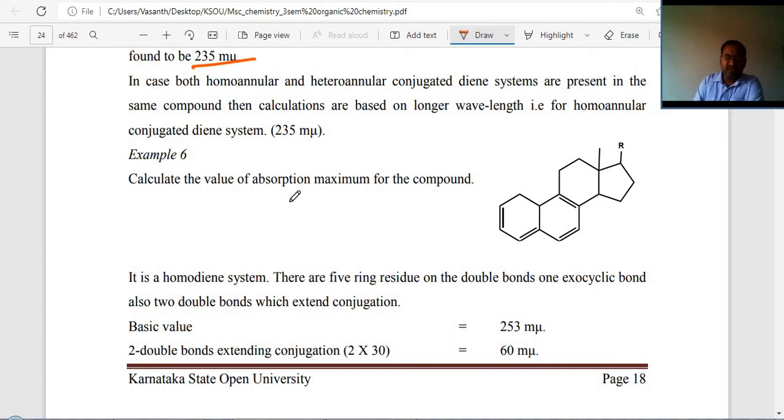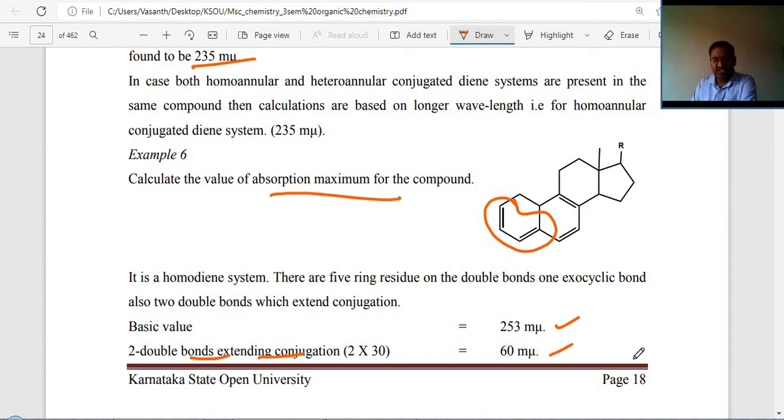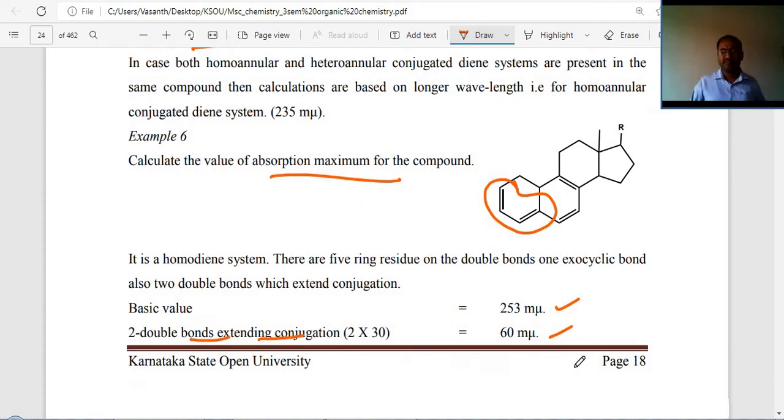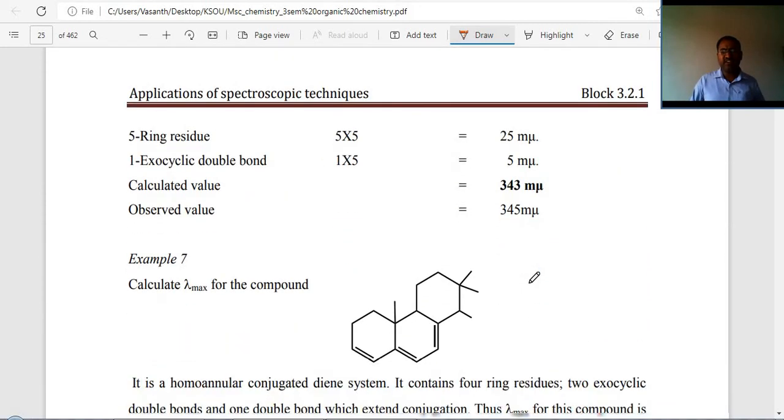Next, we are going to find the calculation of absorption maximum of this compound. What is the basic value of this? 253 nanometer, 2 double bonds extending conjugation, 2 into 30, here 60. 5 ring residues are there. 1 exocyclic double bond, totally 343.